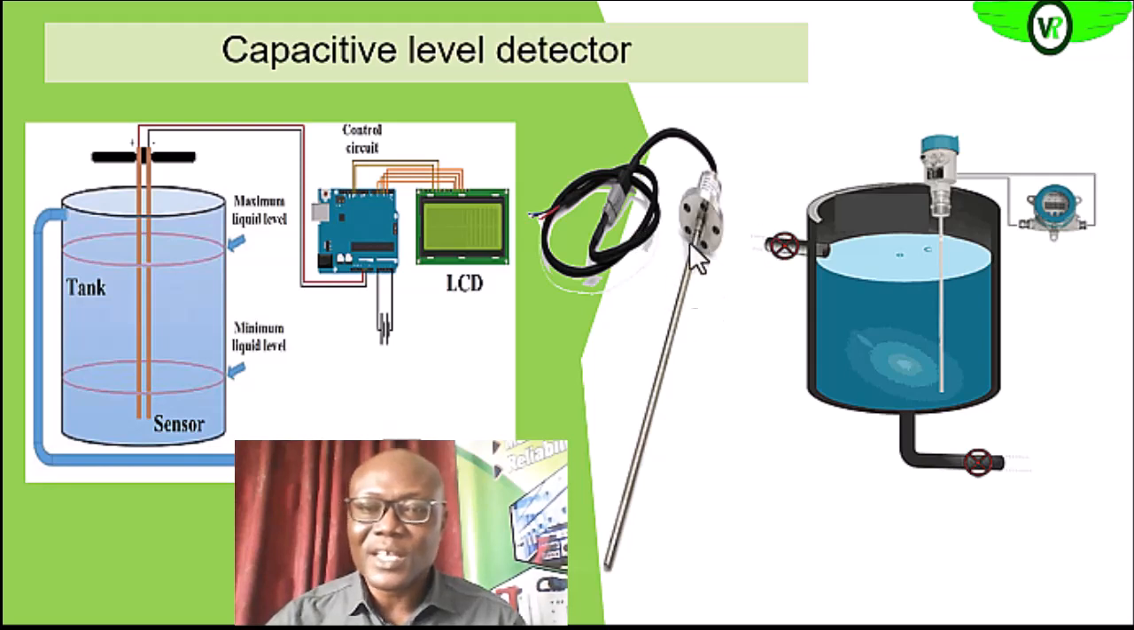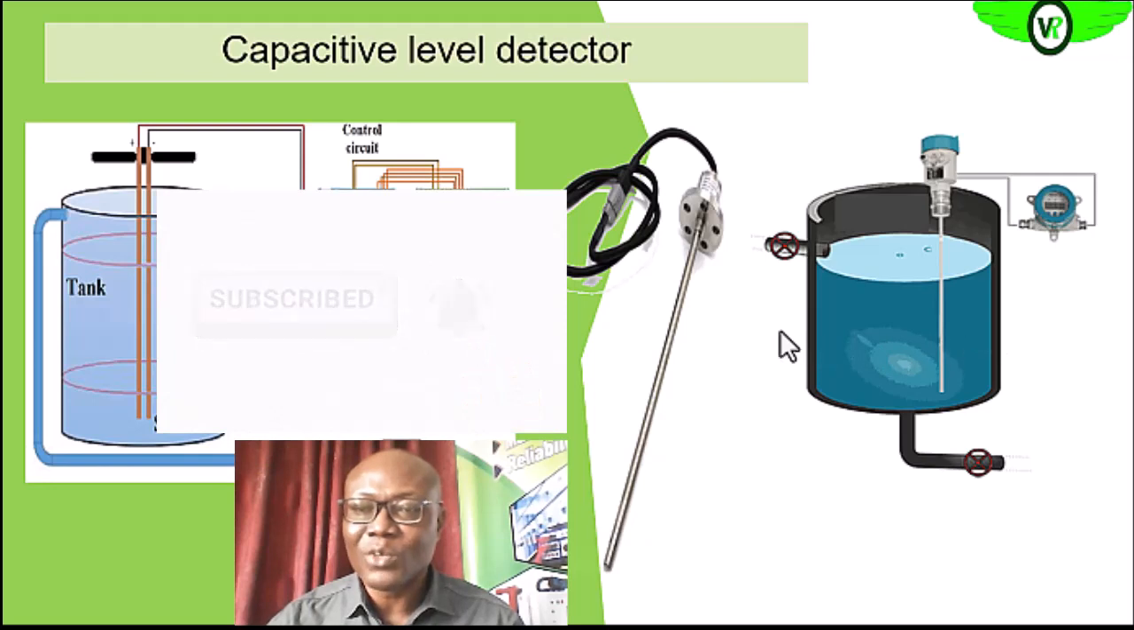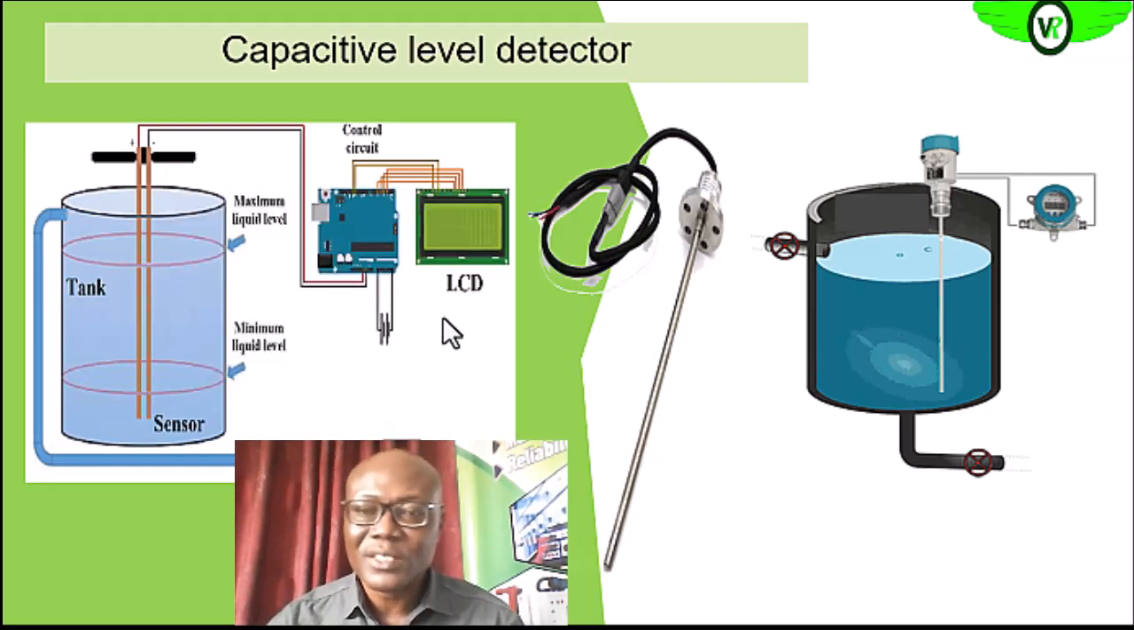So here is an electrode. In this case, since we have a single electrode, the body of the tank is used as one of the electrodes. So the principle remains the same.